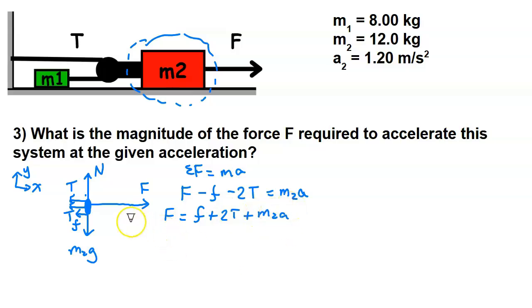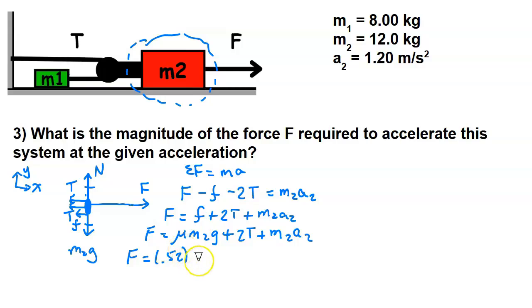And we know that kinetic friction is mu times the normal force. And because it's not accelerating up or down, we know that the normal force is equal to m2g. So this is going to be mu m2g plus 2T plus m2, and this one should be a2, right? That's a2, m2a2.